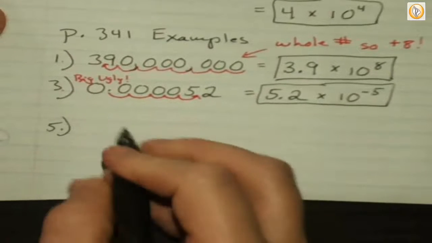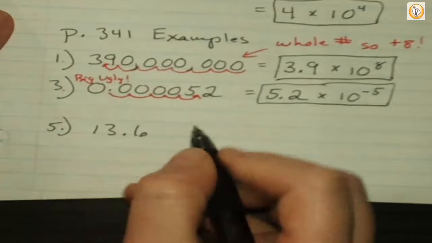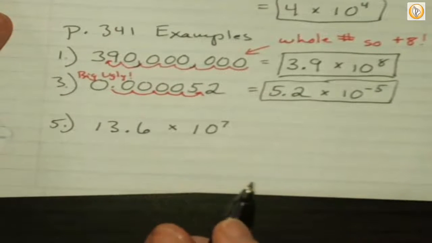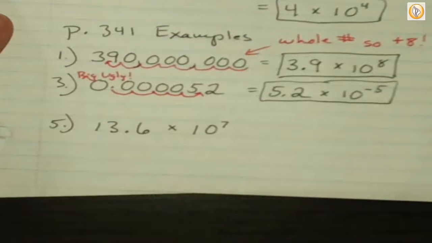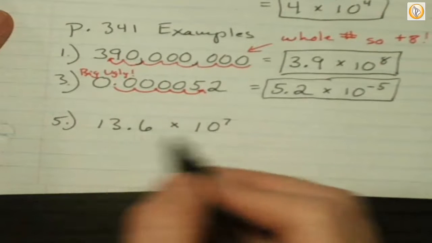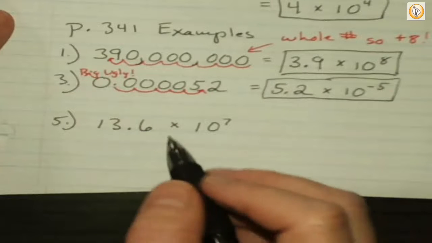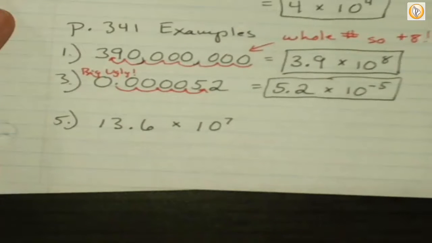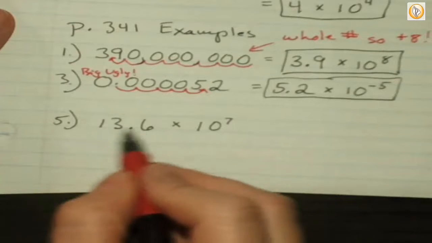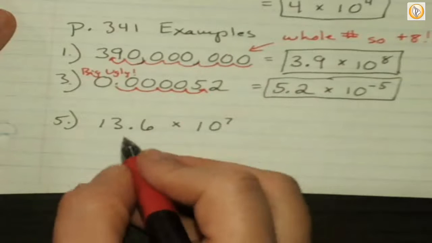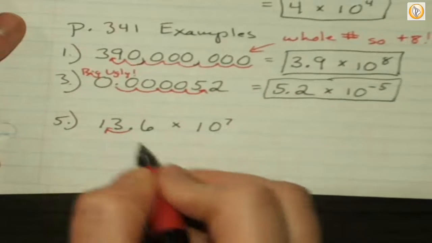All right, number 5. 13.6 times 10 to the 7th power. Some of my students will say, well, wait, this is already in scientific notation. Is it really? No. So what do I need to do to put it into scientific notation? Because this number is clearly not between 1 and 10. You're going to move it left 1 place. I'm going to move it left 1 place.